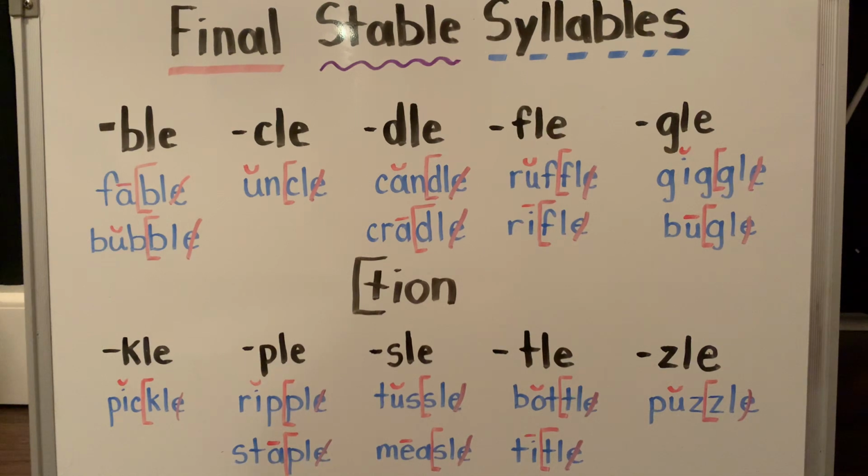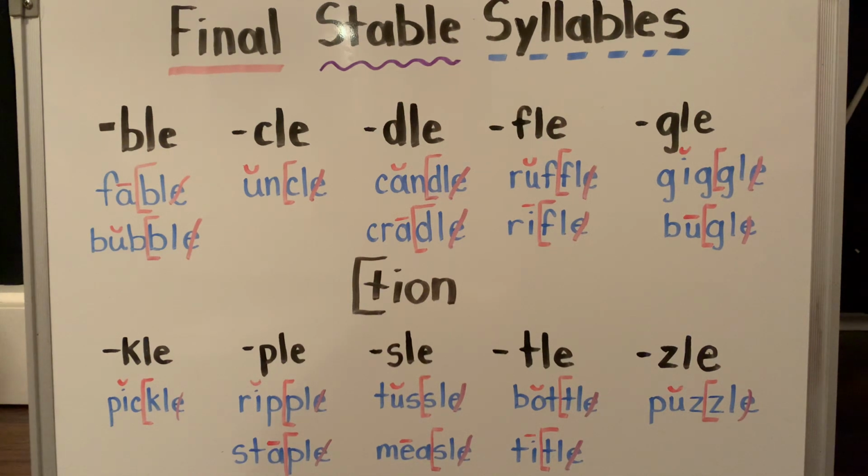And again, he is a final stable syllable for the same reasons, even though he has a different pattern. He comes at the end of a word. When you hear shun on the end of a word, it's always going to be this pattern, T-I-O-N. And it adds a syllable to the word. So he is a final stable syllable. He just isn't an LE final stable syllable like all of the other ones. So we have to remember him too when we know final stable syllables.